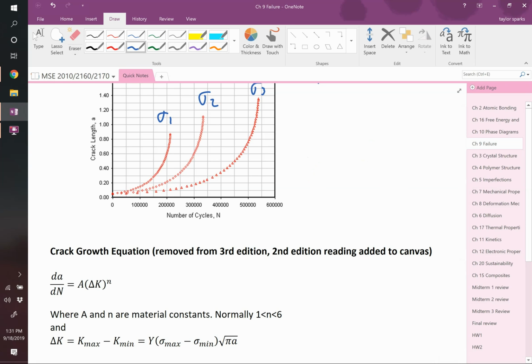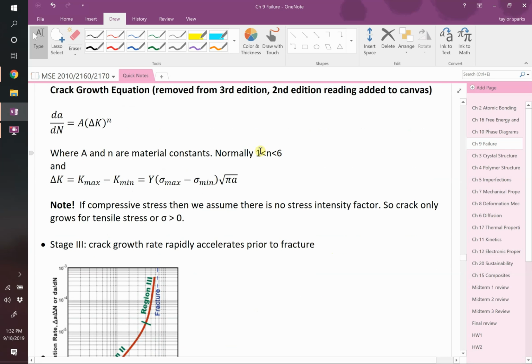If you have some grade of aluminum, you would look these things up for it, and then you would be able to figure out how your crack growth rate is progressing. Okay? A and N are constants. N is typically a number between 1 and 6. A is some number. It can be totally dependent on your material.